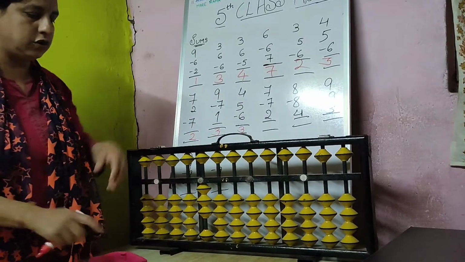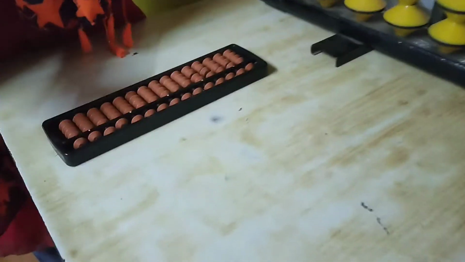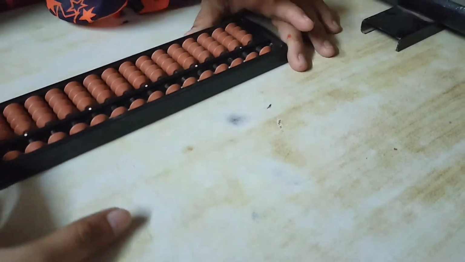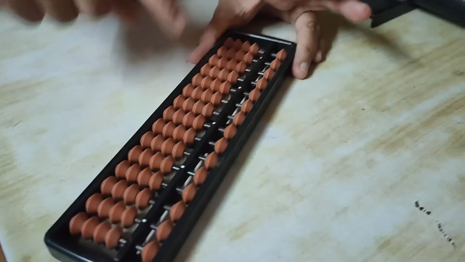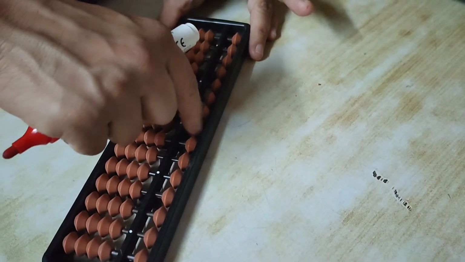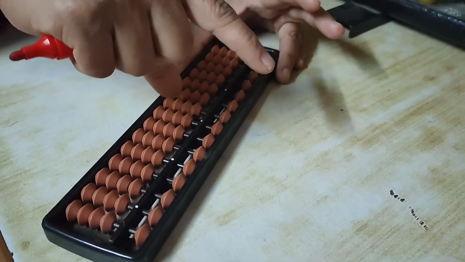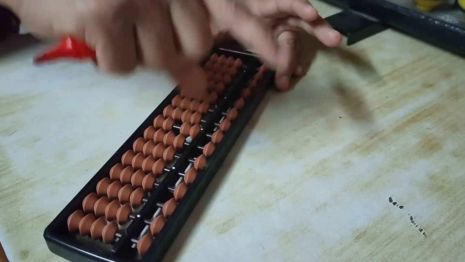So the remaining sums I will show on your small abacus. Come here. Clean the abacus. See here, first clean the abacus. First number is 7. Minus 7, how to do? Clean like this. Then again next number is plus 2. Plus 2. Answer is 2.